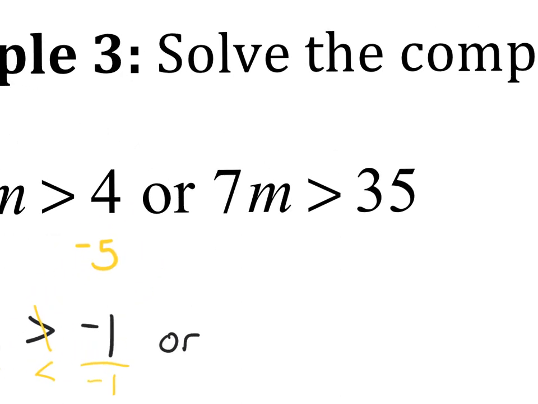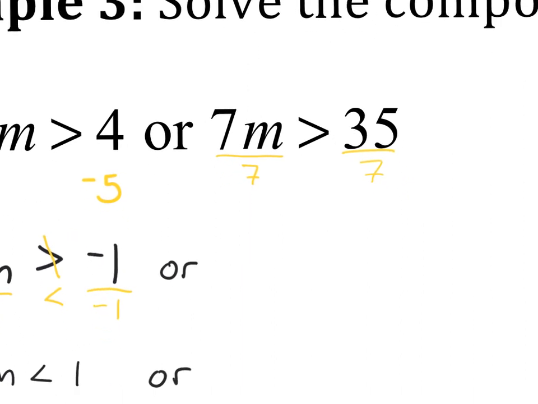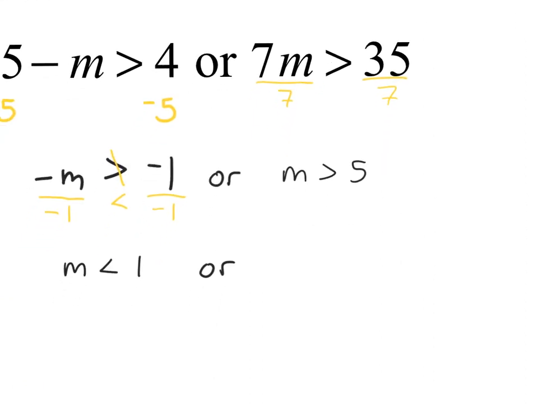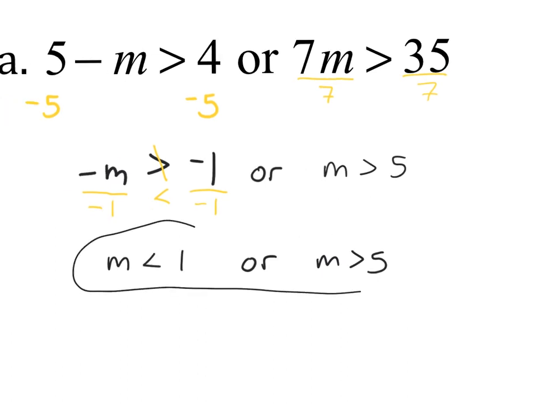And as we look at the second component, the only thing that needs to be done is divide by 7, right here. Which brings me to the final result for this guy. m is greater than 5. So I'm just going to carry that down. So notice what I have here. This is one answer. It's not 2 answers. It's one solution separated by the word or. Either I'm choosing numbers that are less than 1, or I'm choosing numbers that are greater than 5. So what's the graph of this look like?